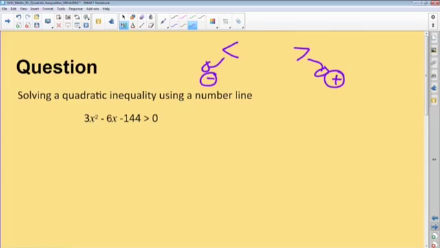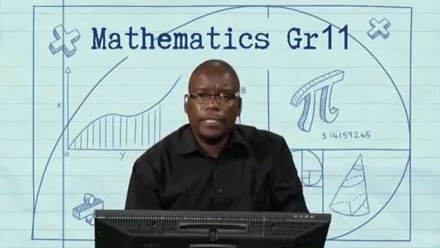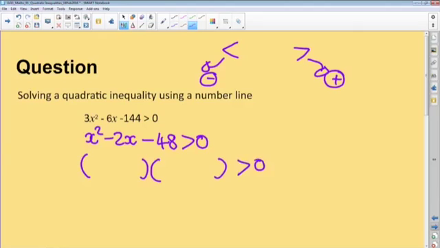The first thing that you needed to do was to factorize. But now you checked, there's a common factor, which is 3. I'll have to divide by 3 throughout. So that is x squared minus 2x minus 48 is greater than 0, right? And then from there, I'll have to factorize, okay? Now, how to factorize the x squared minus 2x minus 48? You've got your x, 8, and 6. That's a minus and a plus, right?